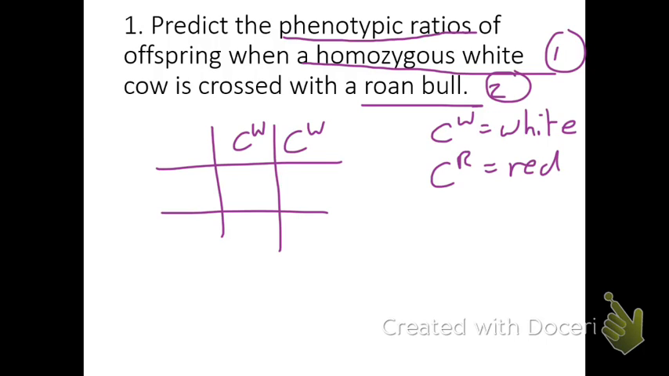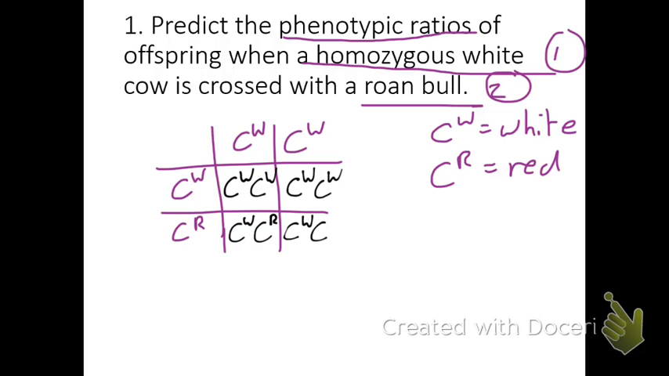Okay, cross with a roan bull. Now recall that the roan bull is that codominant phenotype. So CW, CR. Okay, so let's just do this cross here. This will be CW, CW. This will be CW, CR. Like I said, I'm not aware of any convention that says you have to put one of these before the other, given that they're both dominant. So I'm not going to worry about it.